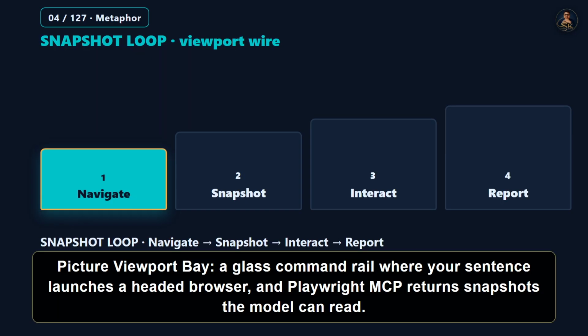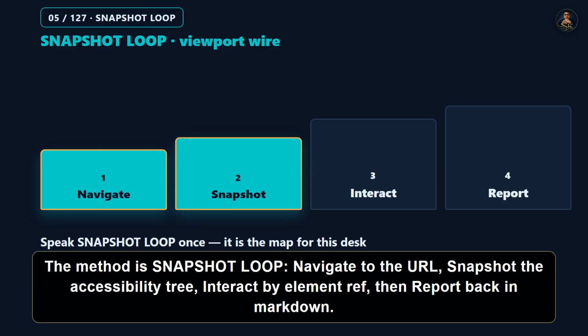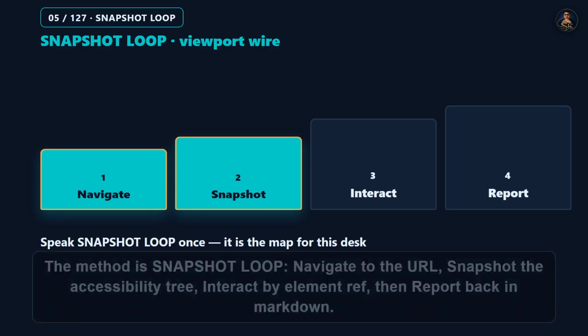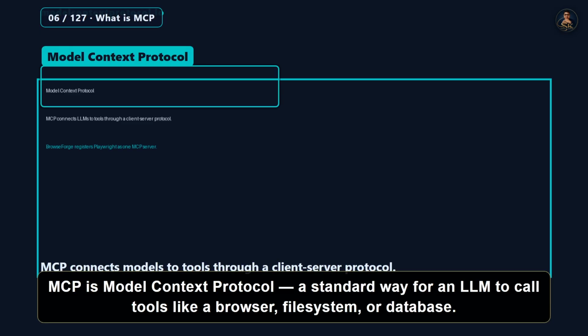Picture a viewport bay, a glass command rail where your sentence launches a headed browser and Playwright MCP returns snapshots the model can read. The method is snapshots: navigate to the URL, snapshot the accessibility tree, interact by element ref, then report back in Markdown. MCP is Model Context Protocol, a standard way for an LLM to call tools like a browser, file system, or database.